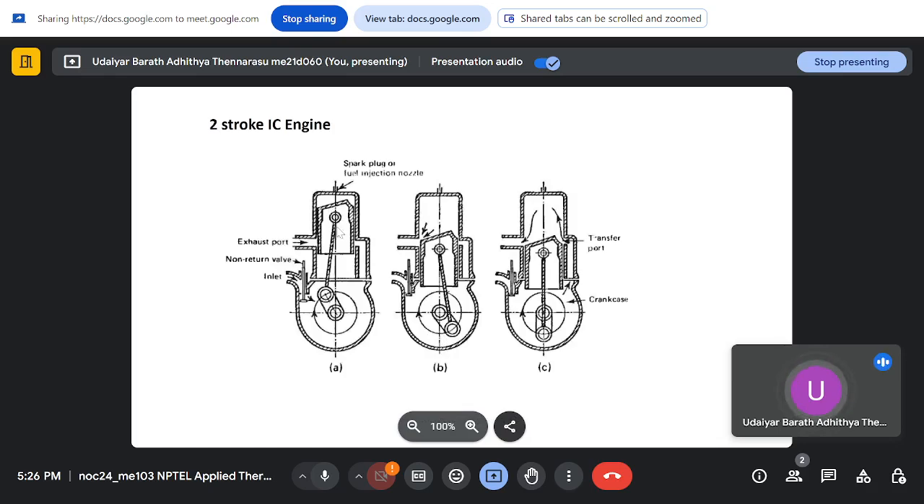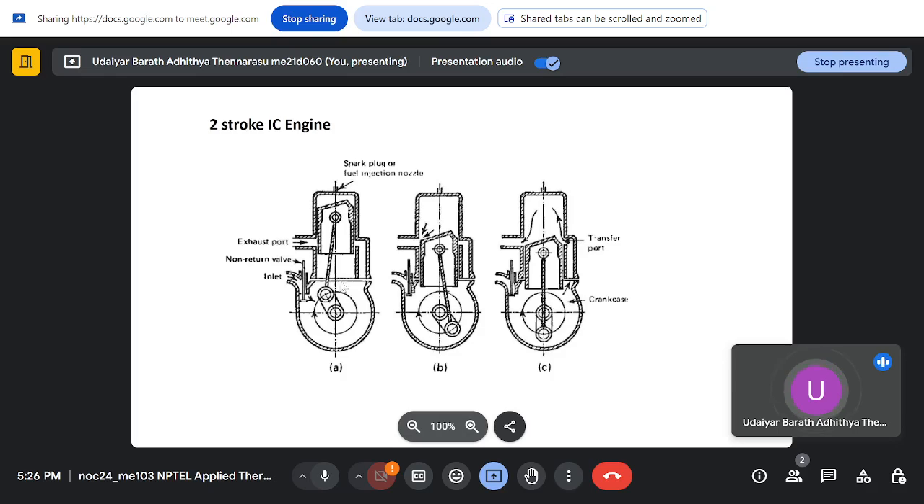Similarly in a 2-stroke engine, the 4 processes are combined into 2, so two happen simultaneously. While compressing, the spark plug fires, the fuel burns and it pushes the piston down. When it pushes the piston down, it compresses the fluid inside, and when it comes down, the exhaust valve opens and the burnt gases go out.